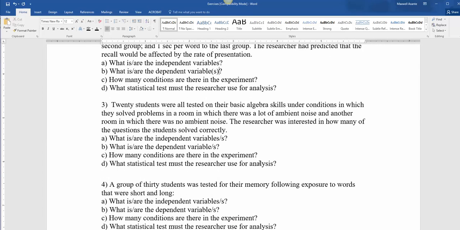The third question is, 20 students were all tested on their basic algebra skills under conditions in which they solved problems in a room in which there was a lot of ambient noise, in another room in which there was no ambient noise. The researcher was interested in how many of the questions the students solved correctly.